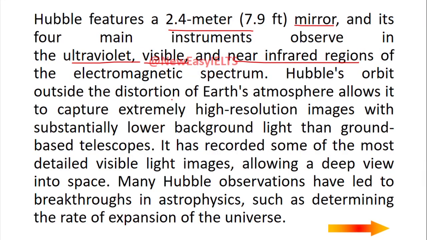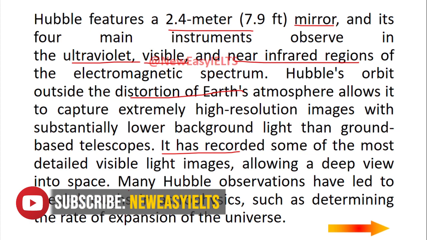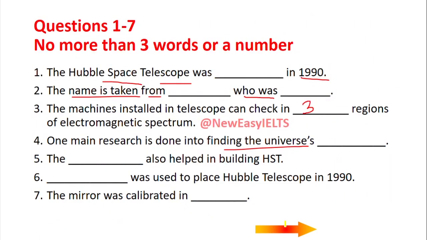Let's read the second page. The Hubble orbits outside the distortion of Earth's atmosphere. Okay, it is away from the atmosphere of Earth. That gives a big advantage. It allows it to capture extremely high resolution images with substantially lower background light than ground-based telescopes. It has recorded some of the most detailed visible light images, allowing a deep view into space. Many Hubble observations have led to breakthroughs in astrophysics, such as determining the rate of expansion of the universe. So now head on to the question.